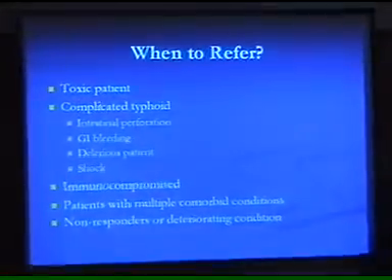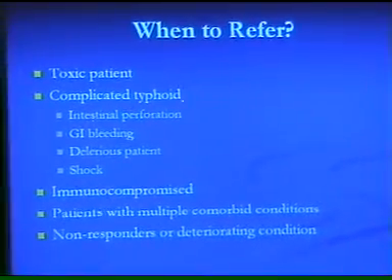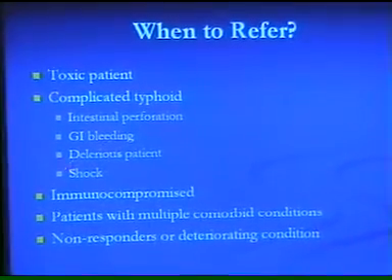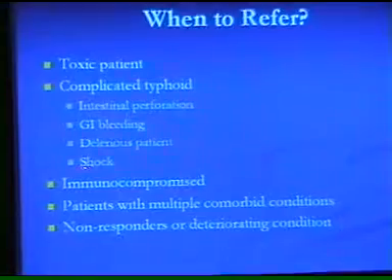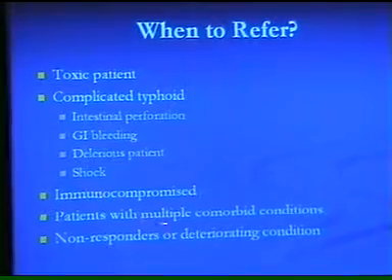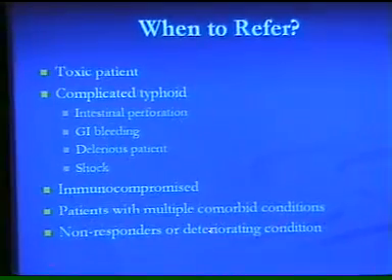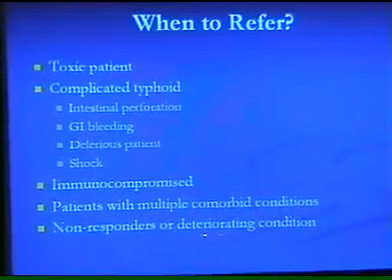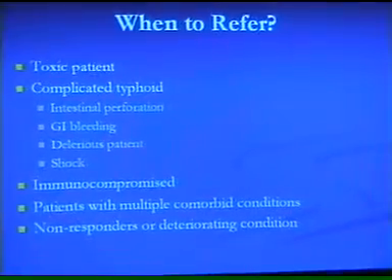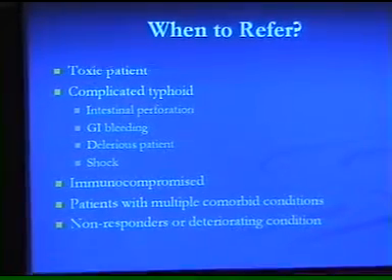As a family practitioner, it is very important to know when to refer patients. If a patient is looking toxic, he might need parenteral antibiotics. Refer if a complication has developed like intestinal perforation, GI bleeding, or the patient has become delirious or gone into shock. Also refer patients who are immunocompromised or with multiple comorbid conditions like renal failure, CHF, COPD, liver failure, and non-responders: patients we put on antibiotics who are not responding or are deteriorating. That is an indication to refer to the hospital.